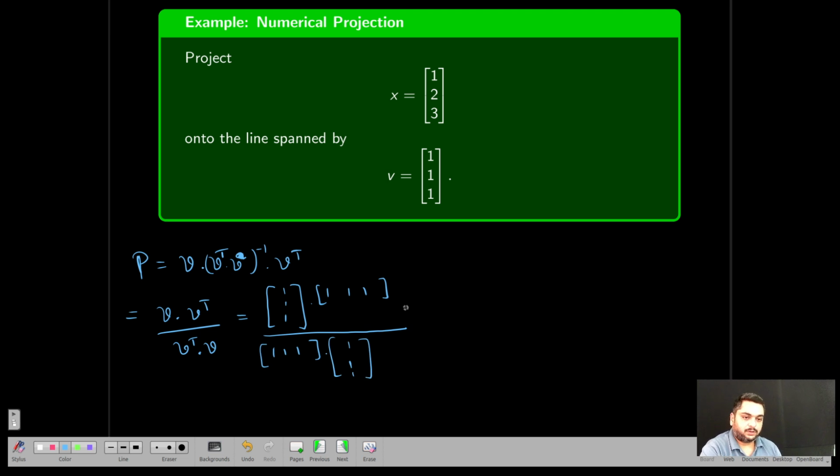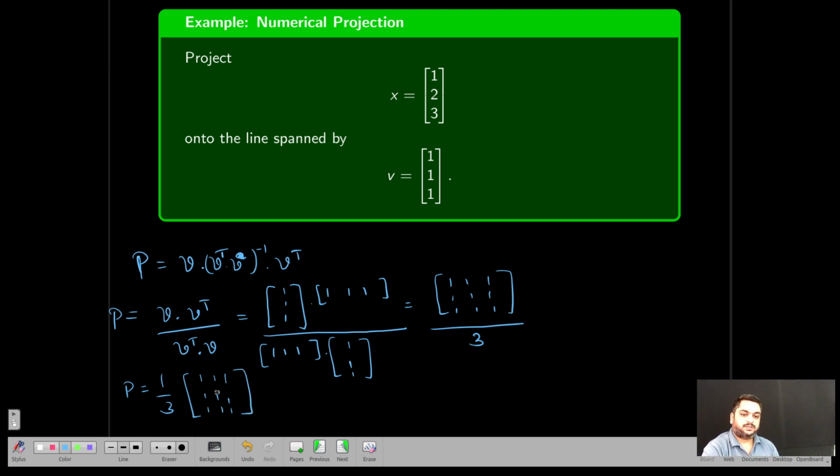So this is equal to what? We'll get it as a matrix of all ones, 1, 1, 1 in each row, divided by 1 into 1 plus 1 into 1 plus 1 into 1, which is 3. This is my projection matrix P. This P is equal to 1 by 3 times the all-ones matrix. I have found out the projection matrix.